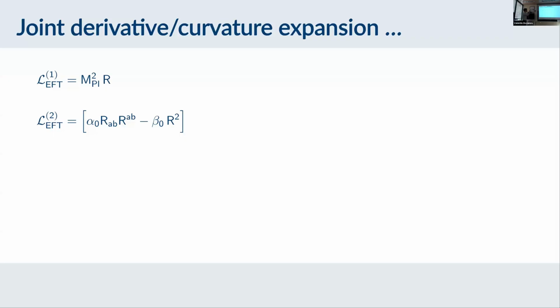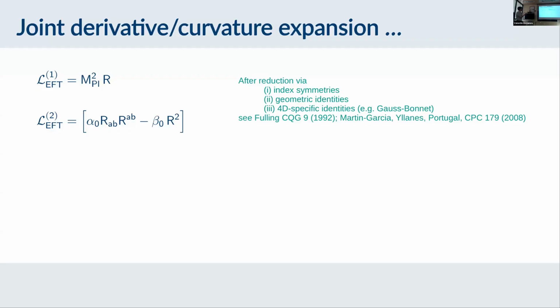And you could also think about covariant derivatives, but you can show by these reductions, where you apply all the possible index symmetries that GR has, or that diffeomorphism invariance implies, and you use all the geometric identities. I'm specifying to 4 dimensions, which in particular means I can use the so-called Gauss-Bonnet identity, which relates the Riemann tensor squared to these quantities up to boundary terms. And so with that 4D specific identity, you can remove that term, and then these are the only two terms that you have at the second order.